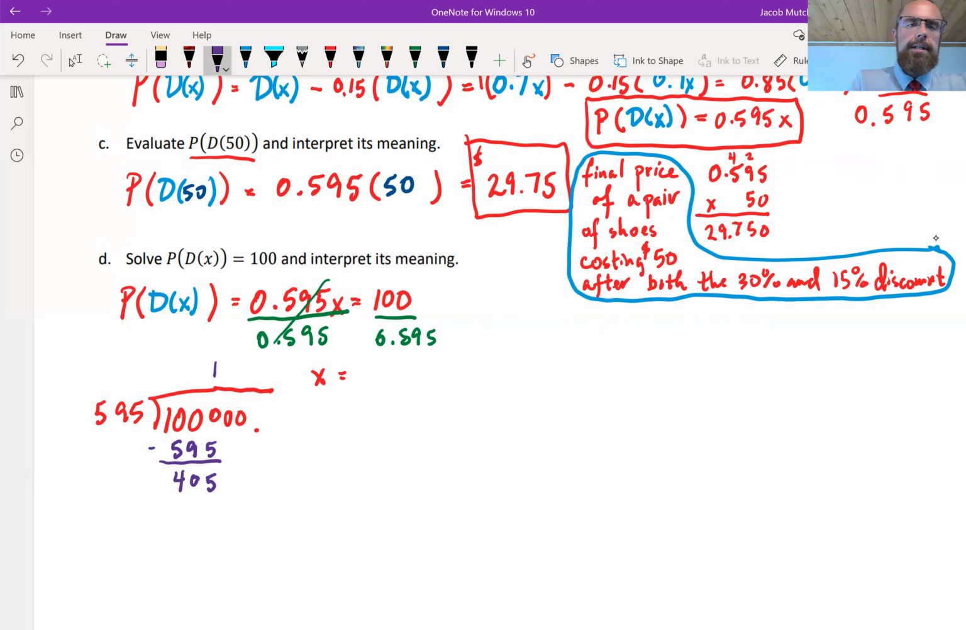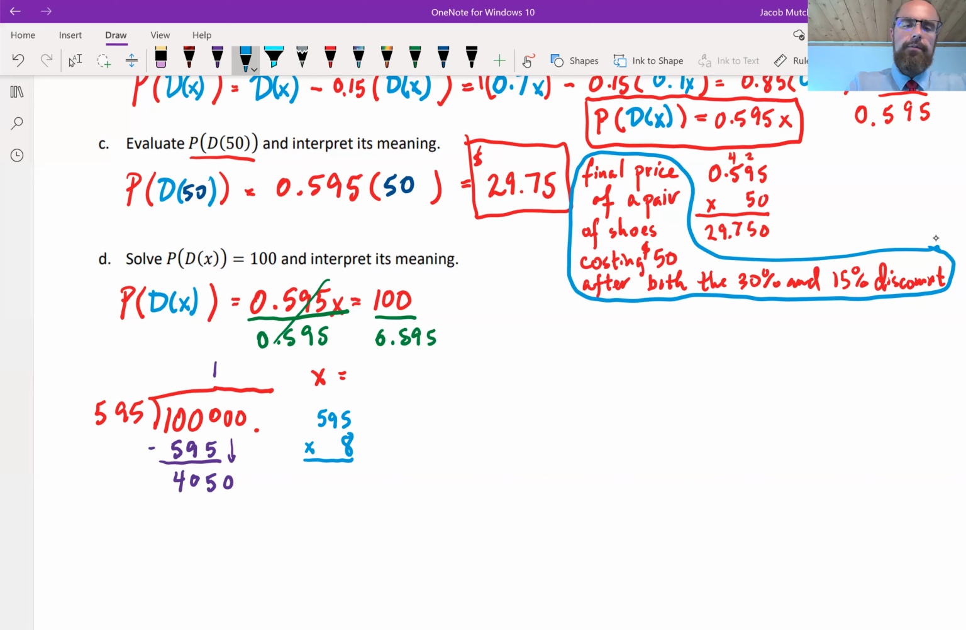And then I'm going to carry down a 0. So now I need to make an estimate about what I think 4,050 divided by 595 is as a whole number. So I'm going to just do some guessing over here on the side. Let's try 595 times 8. I'm just estimating what I think will be under 4050, but not too far under.